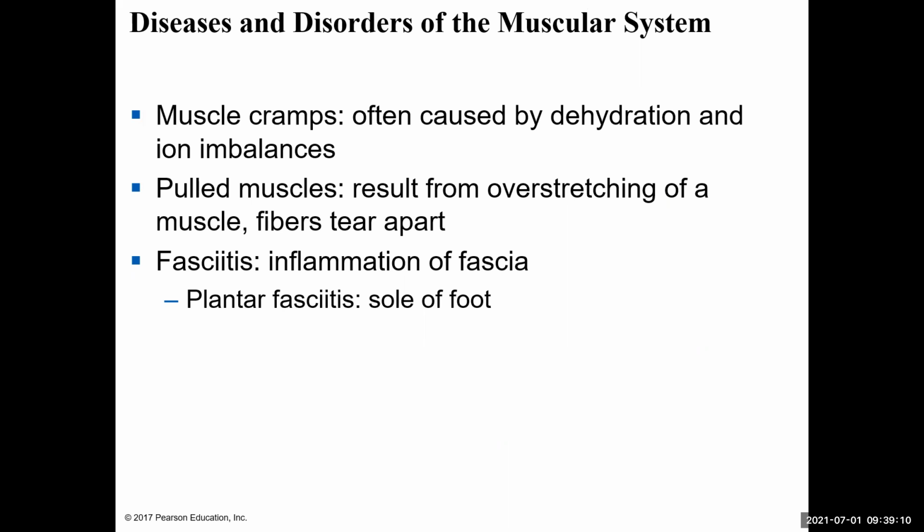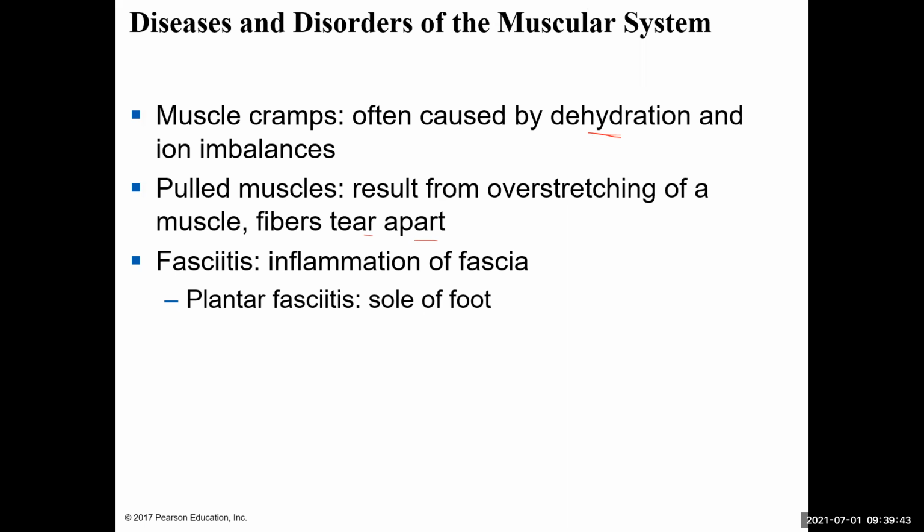And then just some general diseases and disorders. You have muscle cramps, which is usually due to dehydration, not enough water, not enough ions to allow for all of the processes to happen that go on in muscles. And so you can get cramps resulting from that. Pulled muscles is where you overstretch your muscle fibers and those fibers tear apart. So they would have to heal themselves over time. Depending on how severe it is, you may need surgery.